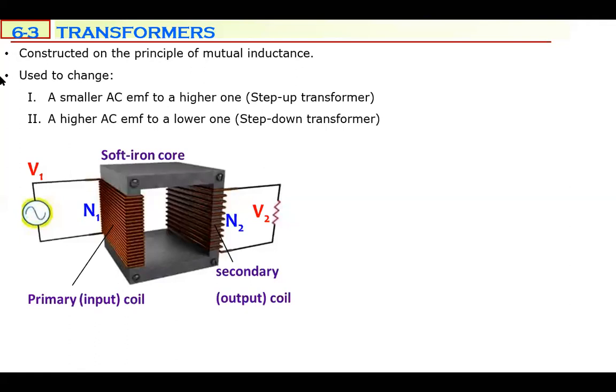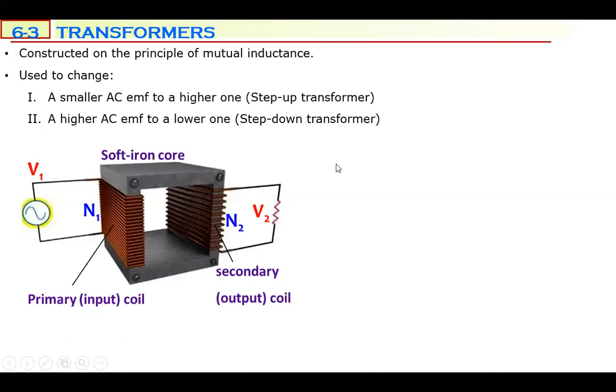But the first one is where a smaller AC EMF is converted to a higher one. This is not so common in our life. A few applications are possible. Sometimes we need a higher EMF than the smaller one. These are called step-up transformers. Why? Because the AC potential difference is converted to a higher one. That's why it's called a step-up transformer.